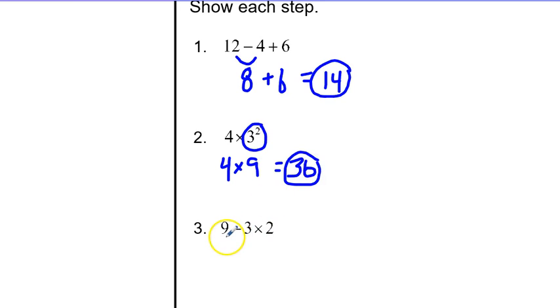9 minus 3 times 2, example 3. We do the multiplication first. We get 3 times 2, which is 6. Carry down the minus and the 9. 9 minus 6 is 3. So our final answer is 3.